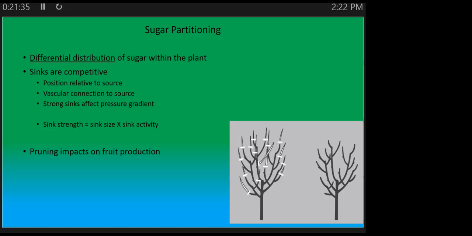But basically, what you're doing is you're impacting partitioning very strongly, especially if you prune as dramatically as what's shown in the picture. And so, if you prune an apple tree, sure, you're going to have fewer apples on that tree, but each remaining apple that got left on the tree is going to be bigger than if you hadn't pruned. It's going to be bigger, it's going to be sweeter. So they get more of the lion's share of the sugar. You've influenced the partitioning to those remaining apples.